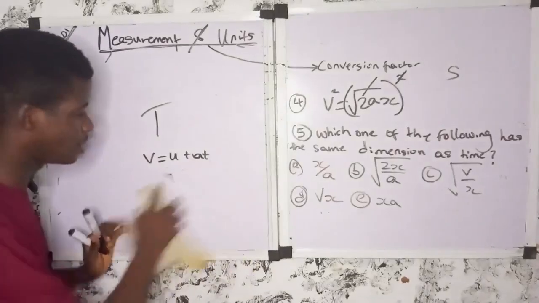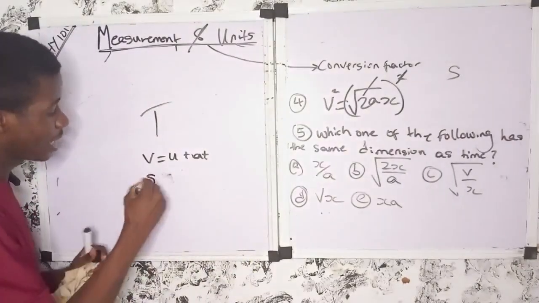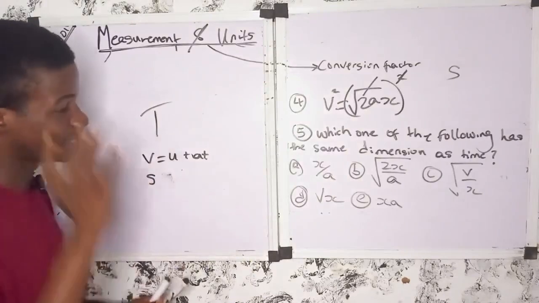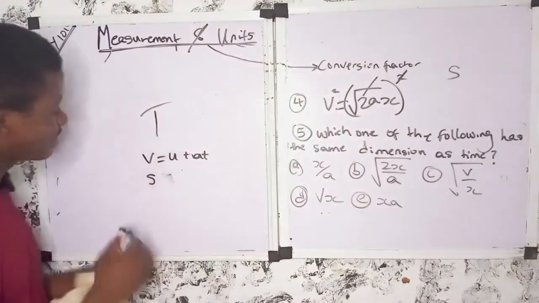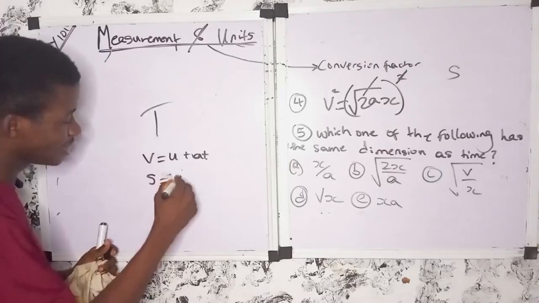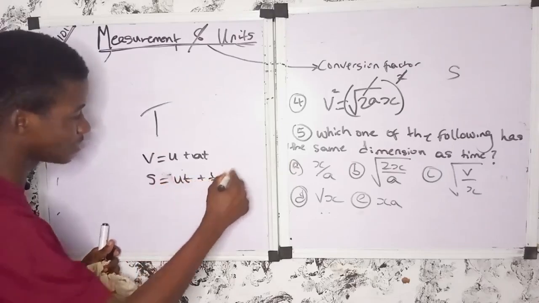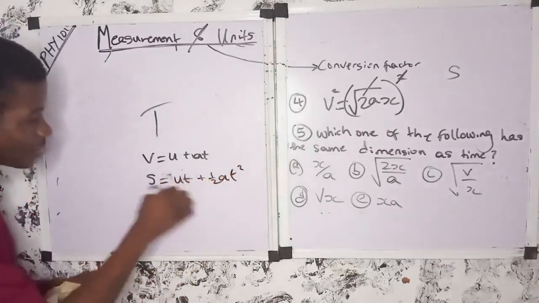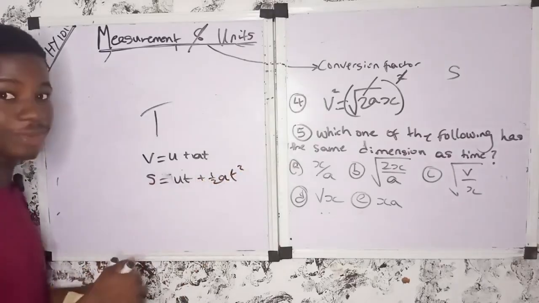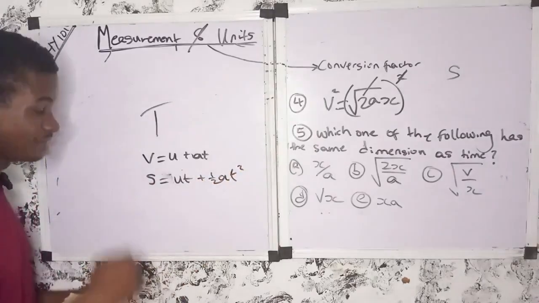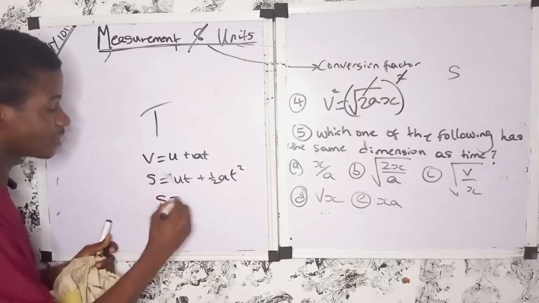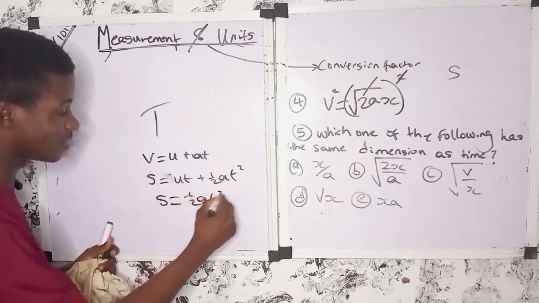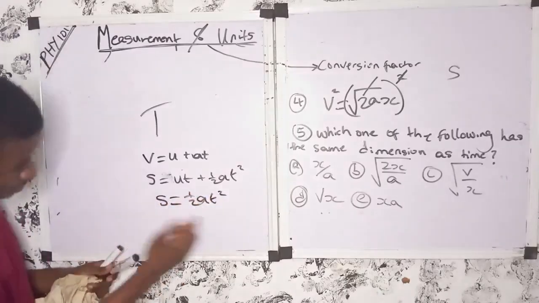Let me check the other equation of motion formula. I'm just doing this to save time. s equals ut plus half at squared. u is normally 0. 0 times t gives us 0. So I write s equals half at squared.